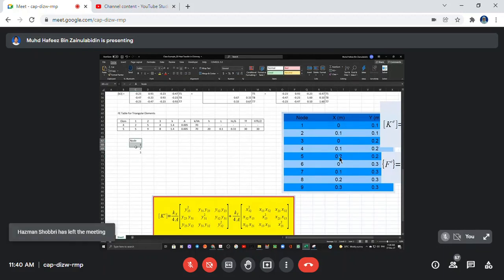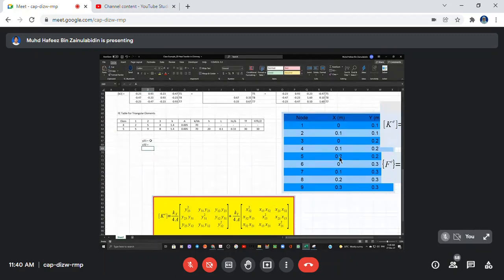Oh, no, not this one. Sorry. We just put this one. We put x or y 2, 3. Okay, something like this. Y 2, 3 equals to y 3, 1, and then y 1, 2. Okay, y 2, 3, y 3, 1, and then y 1, 2.